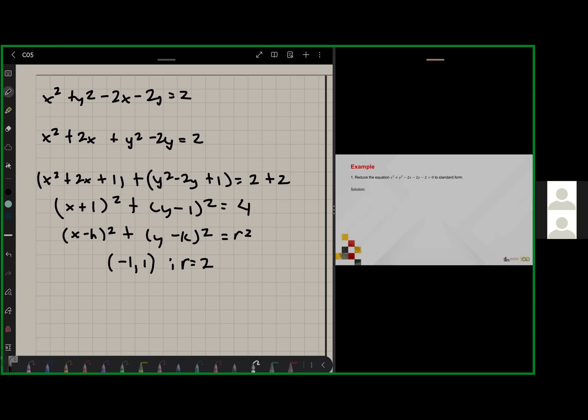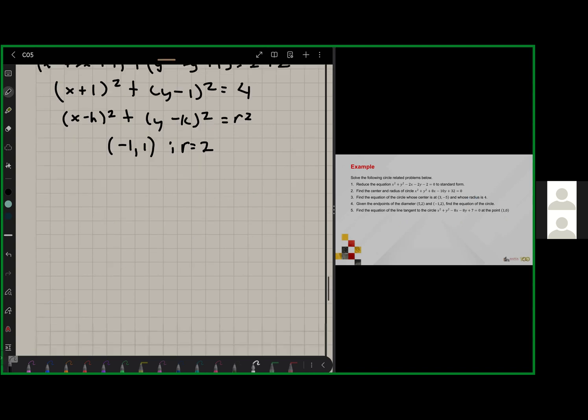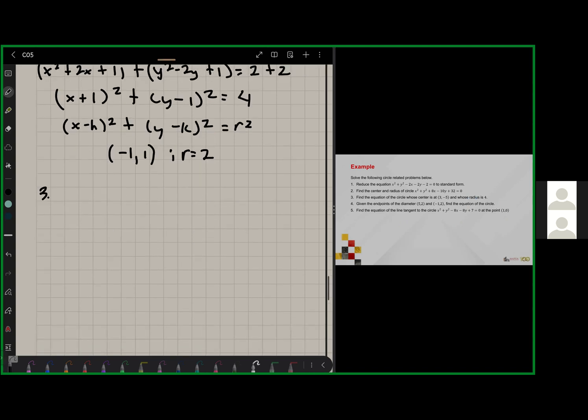Let's try to solve number 3, since it has a different form. For number 3, the center is at 3 comma negative 5, and the radius is equal to 4. Find an equation. When we are doing this, it is very simple. We just write it in our equation. Since this is our format, x minus h squared plus y minus k squared is equal to r squared.